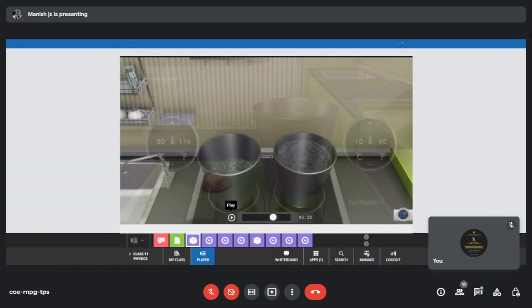But still, why do we say the thermal energy of the water in the bucket was higher? Anybody? What is the prime reason behind it? Even though the cup of tea is less in quantity.